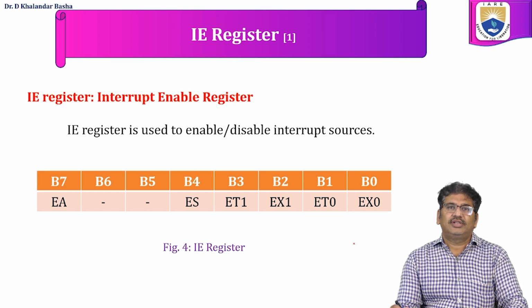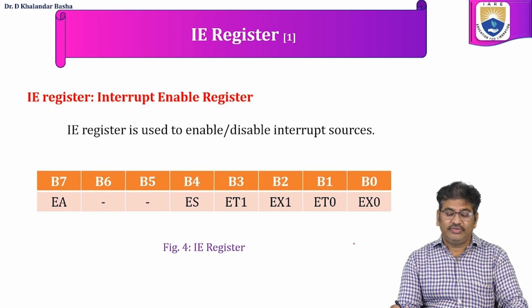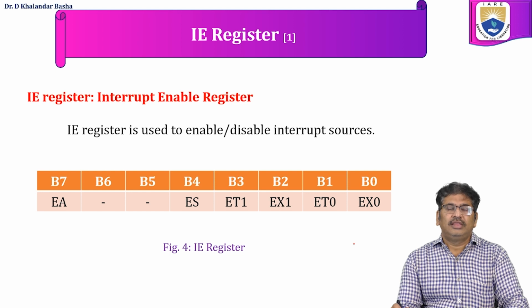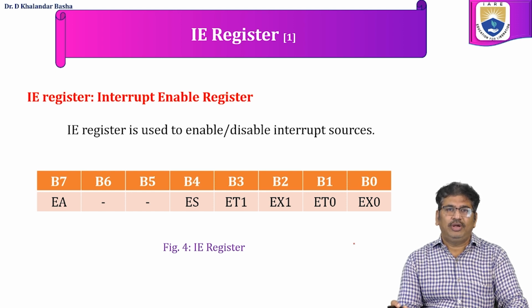There are two SFRs corresponding to interrupt handling in the 8051 microcontroller. One is the interrupt enable register, another one is the interrupt priority register. First, we will discuss the IE register, which is the interrupt enable register. The IE register is used to enable or disable the interrupt services corresponding to the 5 interrupts supported by the 8051 microcontroller. The IE register is an 8-bit byte.